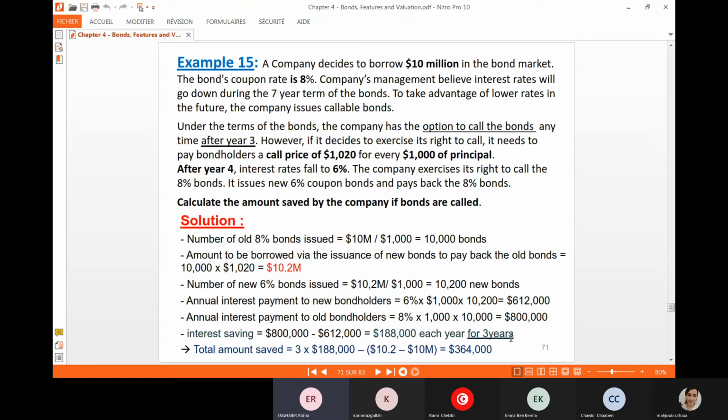What is the total amount saved? You save $188,000 during 3 years, but from the beginning, when you decide to issue new bonds to borrow $10.2 million to be able to reimburse bonds sold initially at 10 million only, we have a loss here and a gain here. Together, we find the total amount saved by this company when it refinances its borrowing is $364,000. This amount is the decrease in the interest expense of the company because it did this operation.